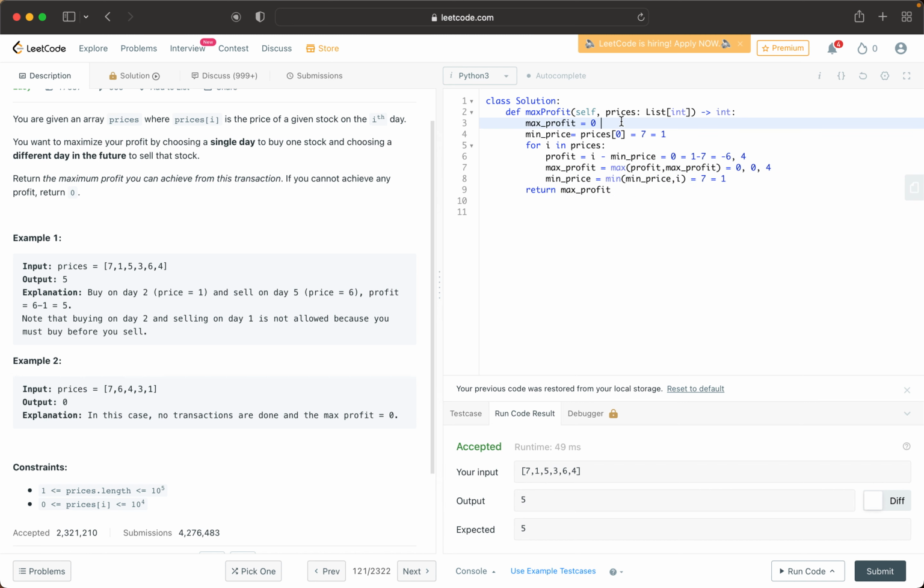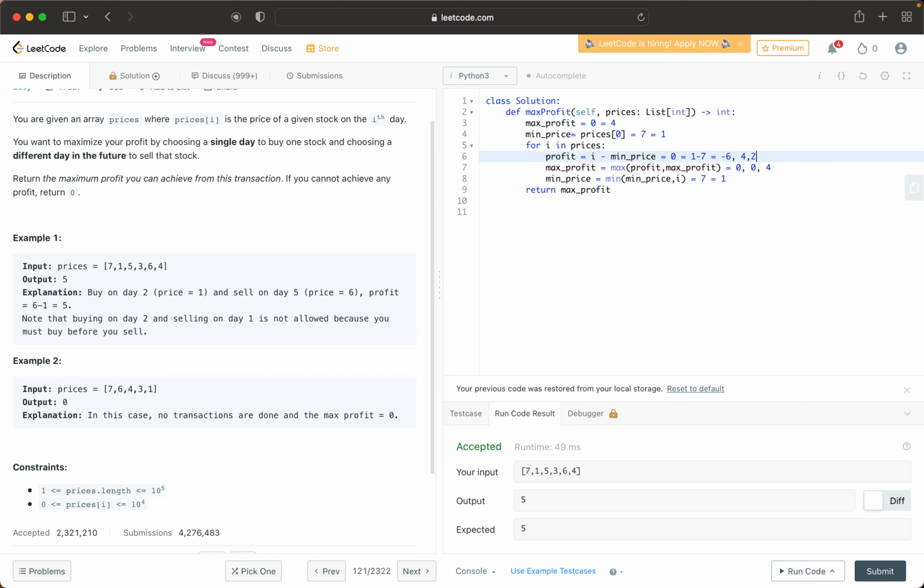Next, let's take 3. So our i value becomes 3. So profit will be 3 minus our minimum price, which is 3 minus 1, is 2. So now we have 2. And the max profit will be the max of profit, which is 2, and the max profit we have, which is 4. So of 2 and 4, max profit shall still remain 4, and minimum price from 1 and 3 will still be 1. So there are no changes in this iteration.